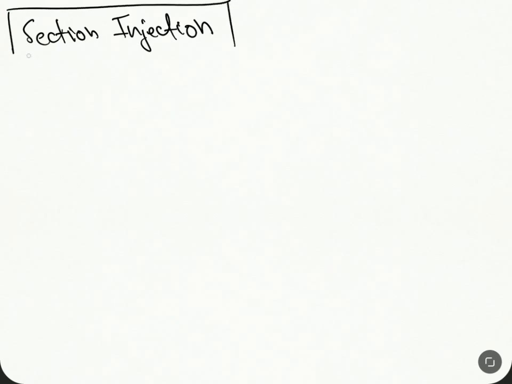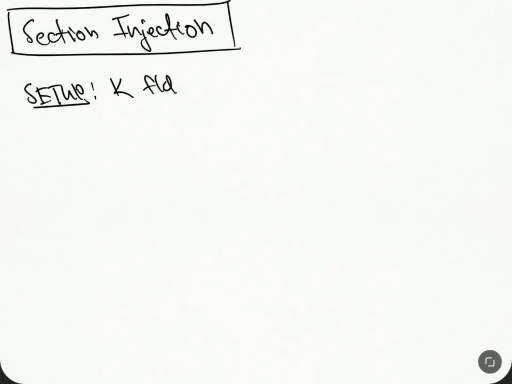So let's talk about the section injection. For this discussion, we're going to take K to be a field such that K cross hat, which is this inverse limit of K cross to the N, is infinite.